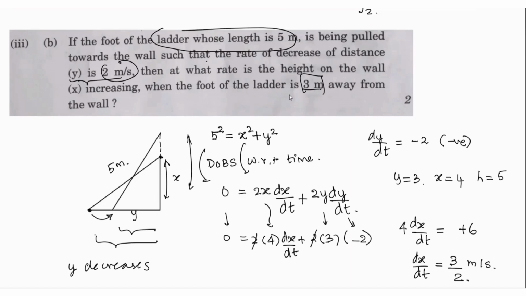So the question asked is, at what rate is the height on the wall increasing? Okay, so you need to finish this question saying that the height on the wall is increasing at a rate of 3 by 2 meters per second.